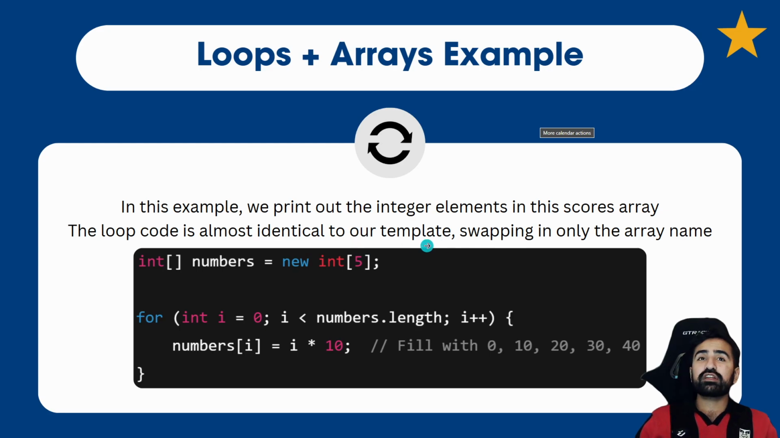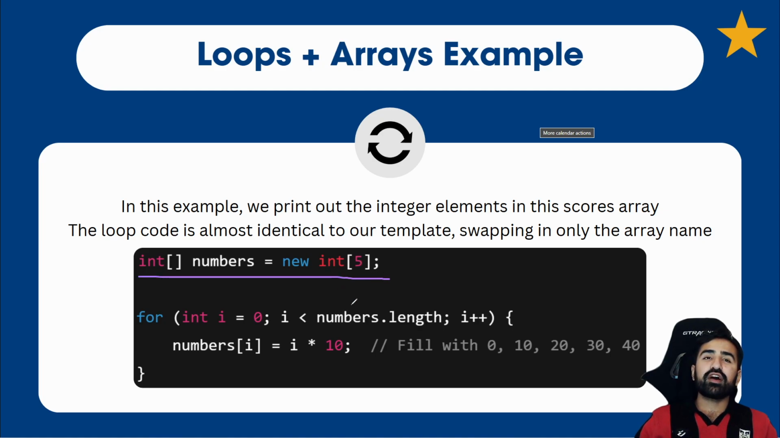The loop code is almost identical to our template, swapping in only the array name. Now this is an assignment example. Check it out. We declare an empty integer array of size 5 named numbers. We use a for loop, and we tell it to stop at the end of the numbers array. It's going to go up by 1 each time, starting at 0. And this code right here is saying, on each element, you're going to assign it the value of i times 10. So the first value is 0 times 10, which is 0.